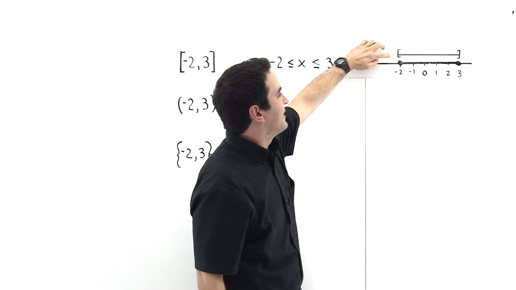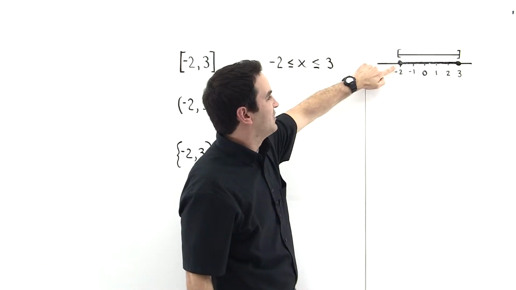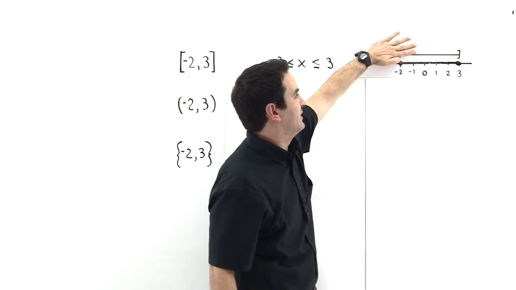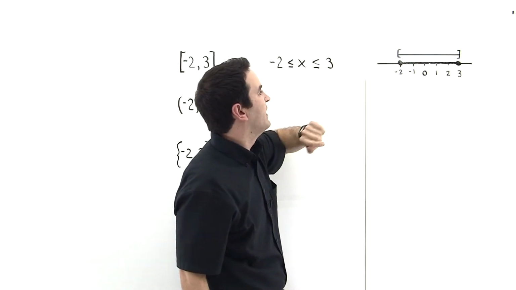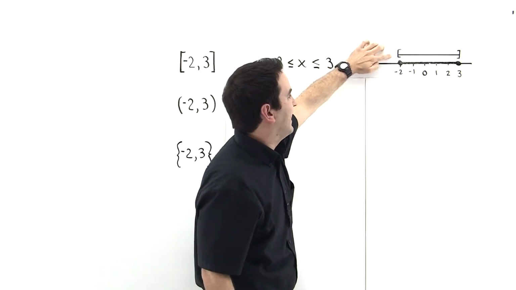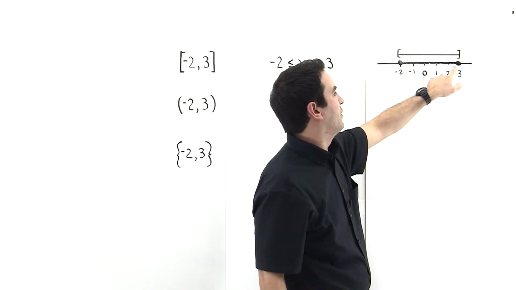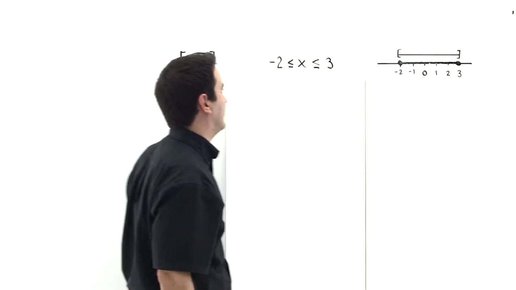Sometimes if it's not illustrated like this, it'll be illustrated like this, where this will be laid over the top of the number line. A square bracket indicating that the -2 is included in the data set all the way to 3, where 3 is also included in the data set.